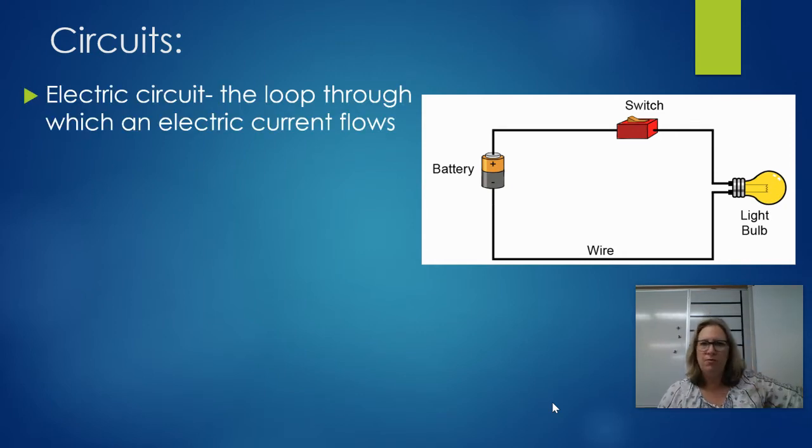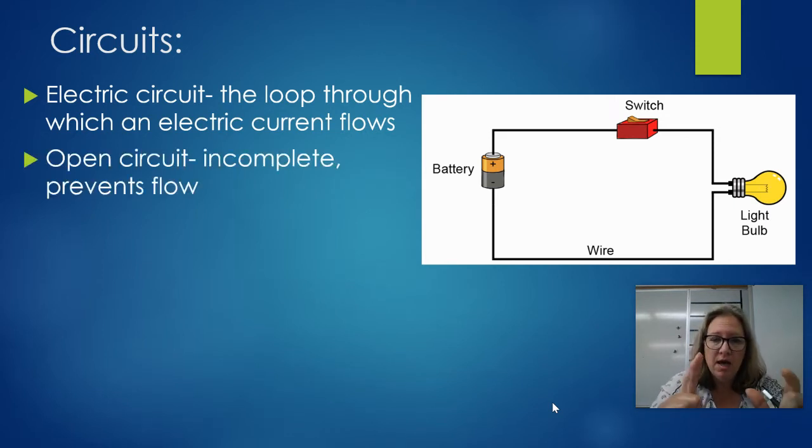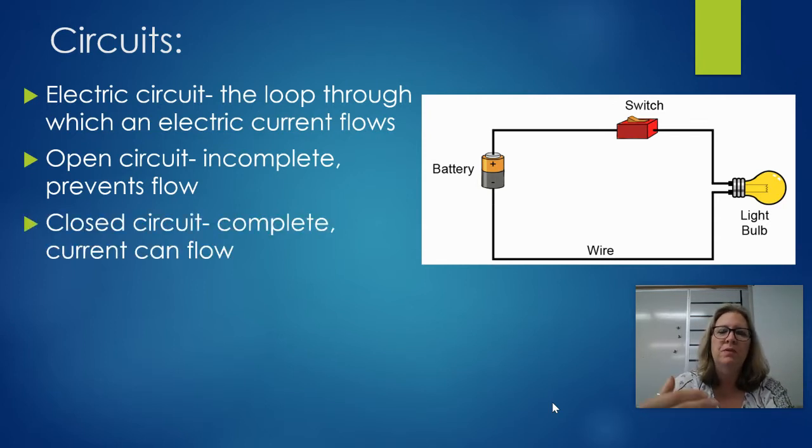If you remember from the first section, we talked about current and the fact that this electric current has to flow through a loop. What we're talking about here is something that looks like that. It needs to be a complete loop. An open circuit is an incomplete loop which prevents flow, and a closed circuit is complete so the current can flow.